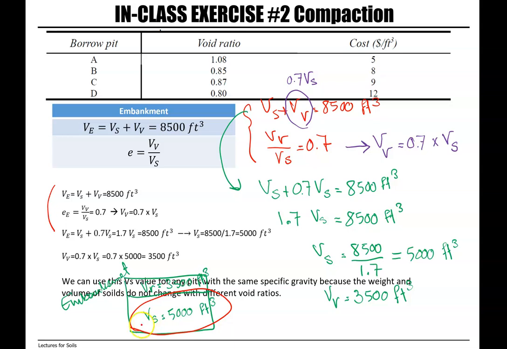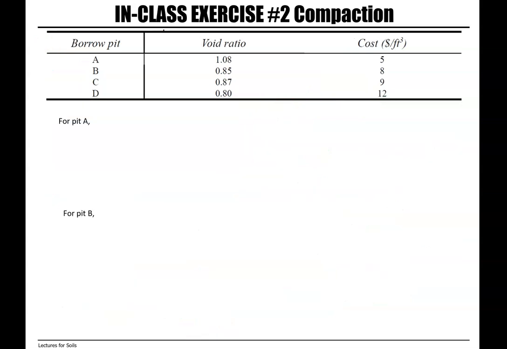But we can use volume of solids. In our embankment, we need 5,000 cubic feet of solids, which means that we need 5,000 cubic feet of solids from each one of these pits. So, for example, let's look at pit A. We need 5,000 cubic feet of solids.